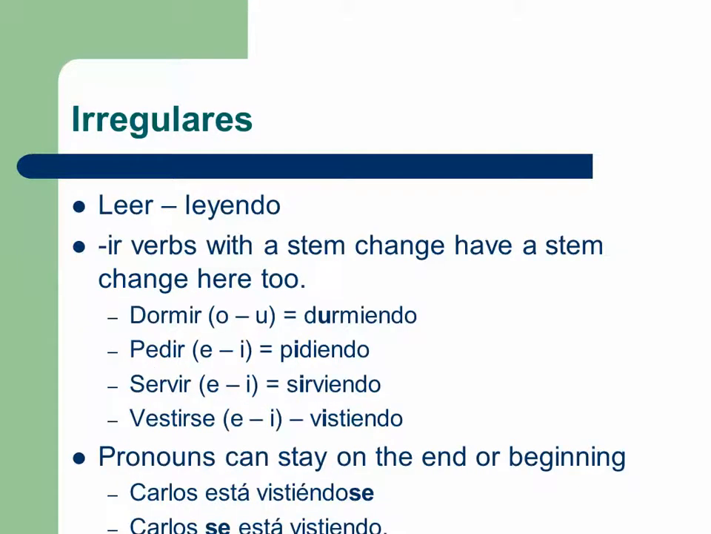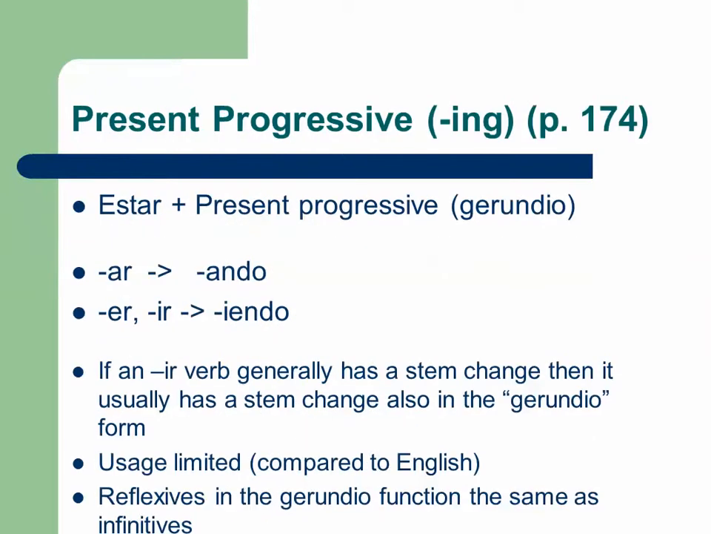Alright, so irregulars. Well, okay, let's go back here. So let's look at the verb hablar, for example. Write down on your note paper hablar, and then just do a little arrow and change it to hablando. So you just change the AR to the ANDO, and it becomes, instead of to speak, it's speaking.